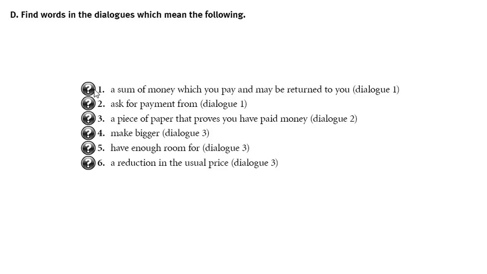D. Find words in the dialogue which mean the following. Number 1. A sum of money which you pay and may be returned to you. Deposit. Number 2. Ask for payment from. Charge. Number 3. A piece of paper that proves you have paid money. Receipt.